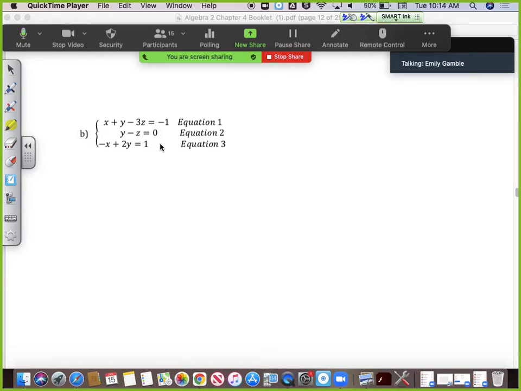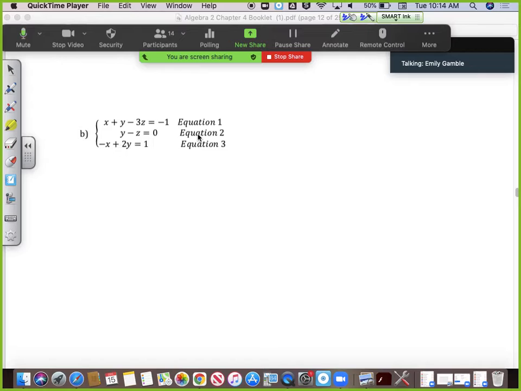Now, for this process, we have to take two different equations and eliminate a certain variable. So for this one, because there's only two x's and not three, we're not going to want to choose that to eliminate. Because there are only two z's and not three of them, we're not going to want to eliminate that. We're going to want to go with the y's. So for this one, we're going to eliminate the y's.